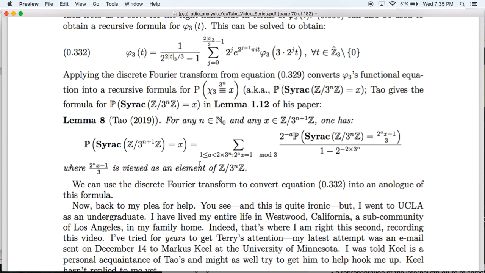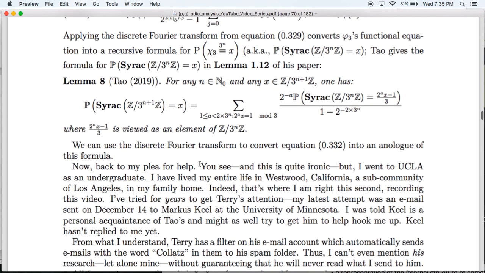I tried for years to get Terry's attention. My latest attempt was an email sent on December 14th to Marcus Keel at the University of Minnesota. I was told Keel is a personal acquaintance of Tao, and that he's nice when he's not busy, and that I might as well try to get him to help hook me up.